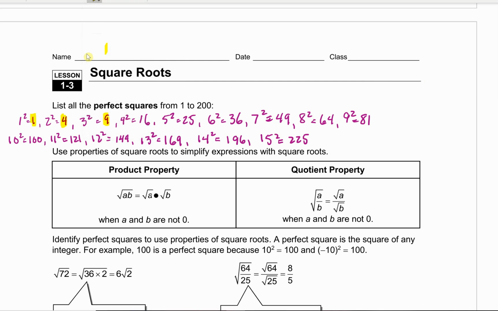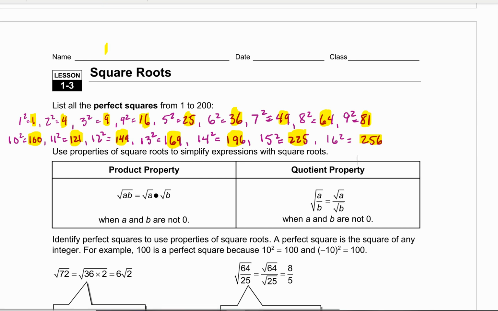4, 9, 16, 25, 36, 49, 64, 81, 100, 121, 144, 169, 196, and 225. And we could keep going if you want. Heck, 16 squared is 256. How about that? I have these all listed on the backboard in the classroom, but you probably should put these in your notes somewhere so that you have them because you're going to be using them today.